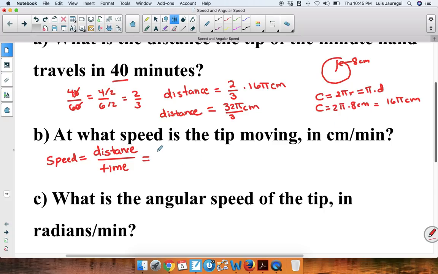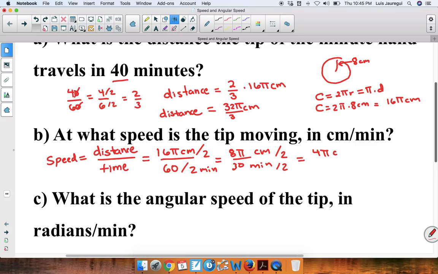over the 60 minutes. So we can write 16 pi centimeters, which was the distance, divided by the 60 minutes. Now, simplifying by dividing both numerator and denominator by 2, initially you can get 8 pi over 30. Now, the units for this one are centimeters, the units for this one are minutes. Don't forget the minutes here. And we can divide by 2 one more time. So this now becomes 4 pi centimeters for every 15 minutes.